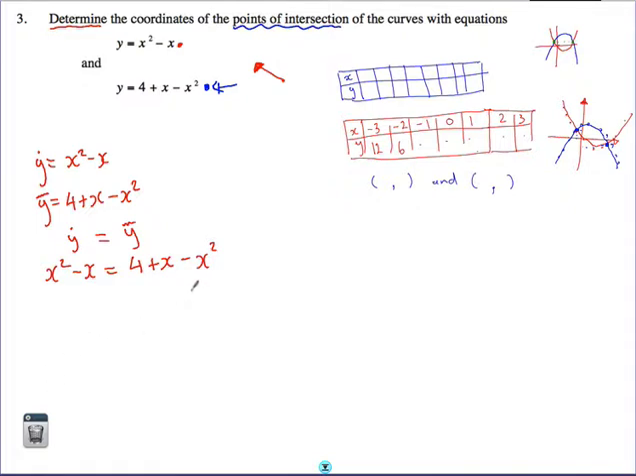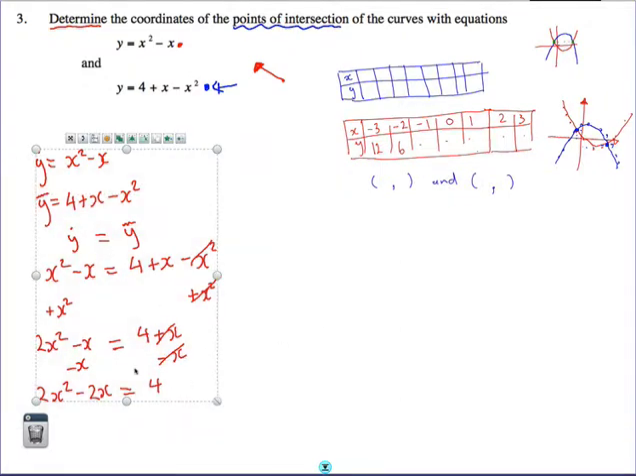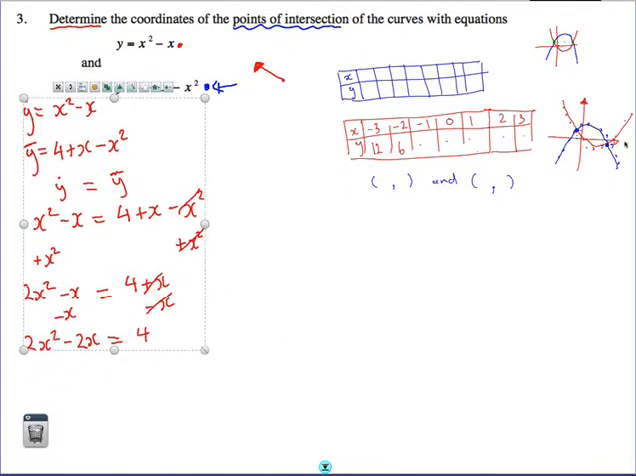Now let's get to solving. What I like doing is adding x squared to both sides, so I'm going to collect all the x squareds on one side, tidy it up. So 2x squared minus x is equal to 4 plus x, and I'm going to subtract x, so I get 2x squared minus 2x is equal to 4. Let me cross this out. Now what I want to do next is, let me move this up so it's easier for us to see and solve.